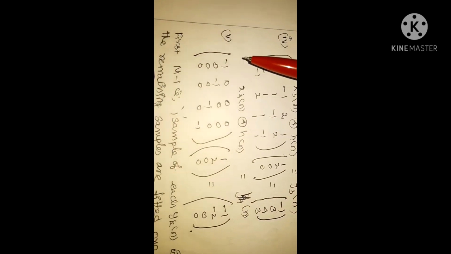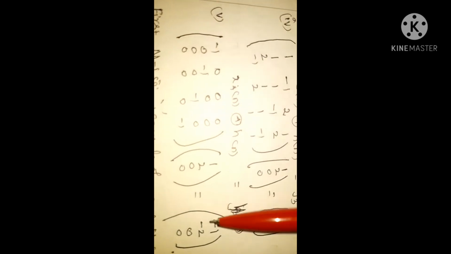Then the fifth output. Like that, minus 1, 0, 0, 0, 0 will go like this, and you will get the values. So first you got y1 of n, y2 of n, y3 of n, y4 of n, y5 of n. So like that we got all the outputs.